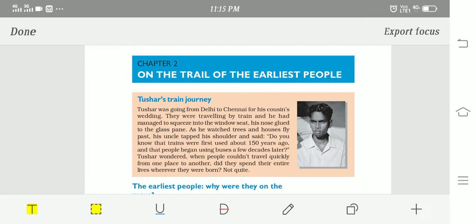Now, the chapter starts with, as you can see on your screen, a boy whose name is Tushar. He was journeying by train to his uncle's place. While he was traveling by train, he was watching outside and saw different things, and he tried to understand some of the questions which arose in his mind.